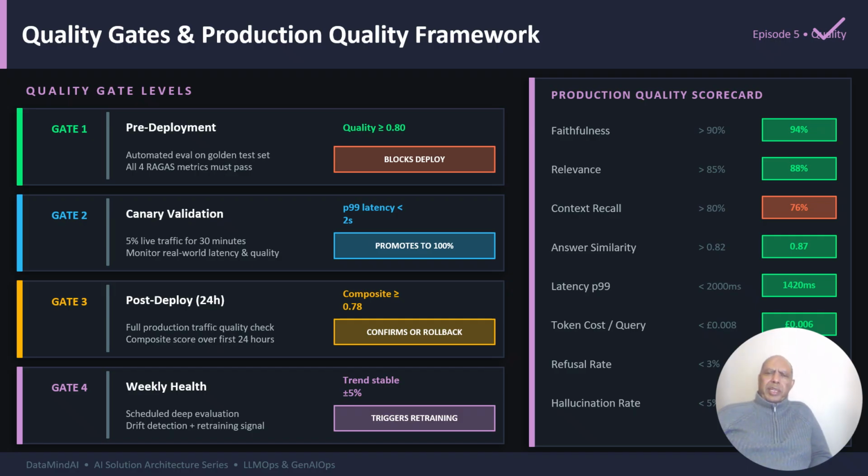Now, scorecard callout. Look at the right side. Context recall at 76% is below target. Hallucination rate at 6.2 is above acceptable. In a real production system, this would have triggered a P1 investigation. This is the power of having clear thresholds.